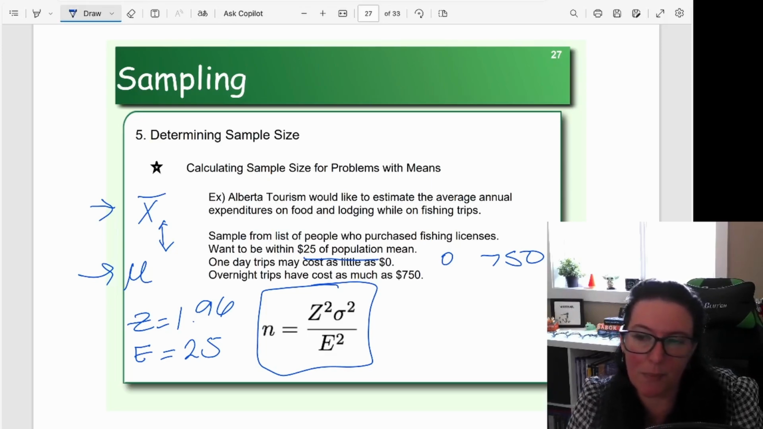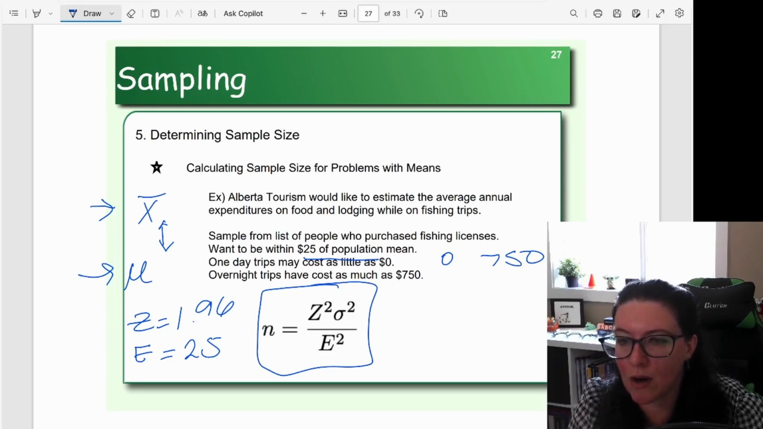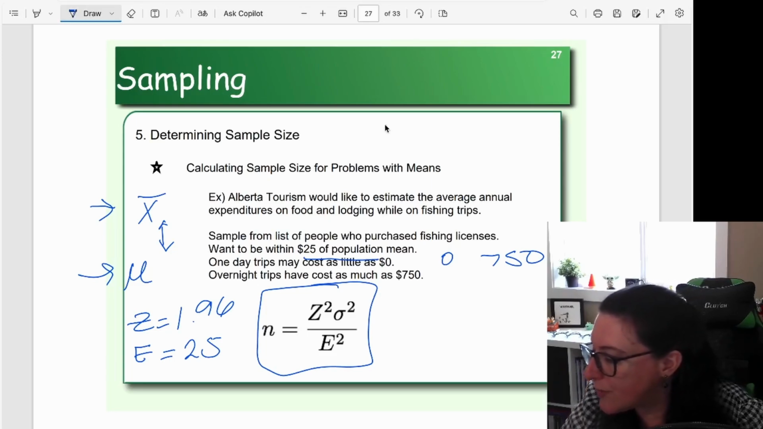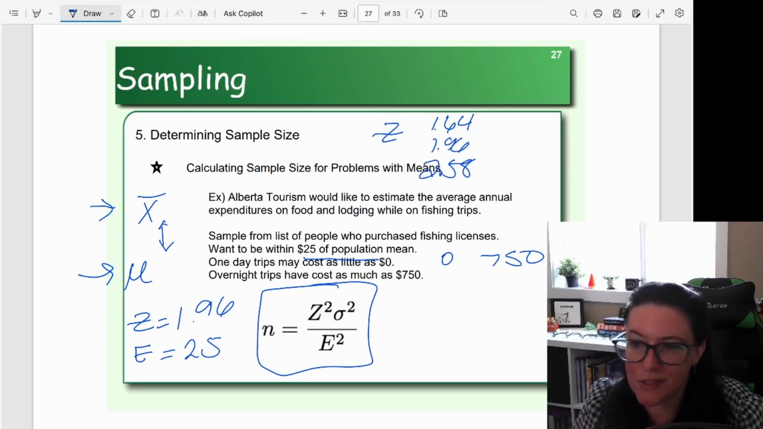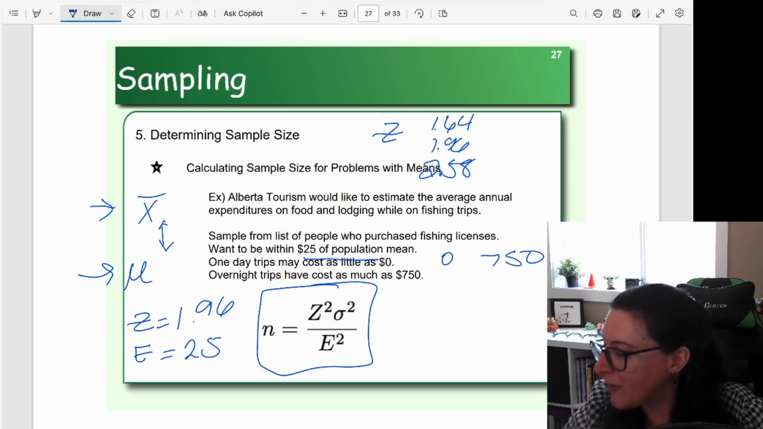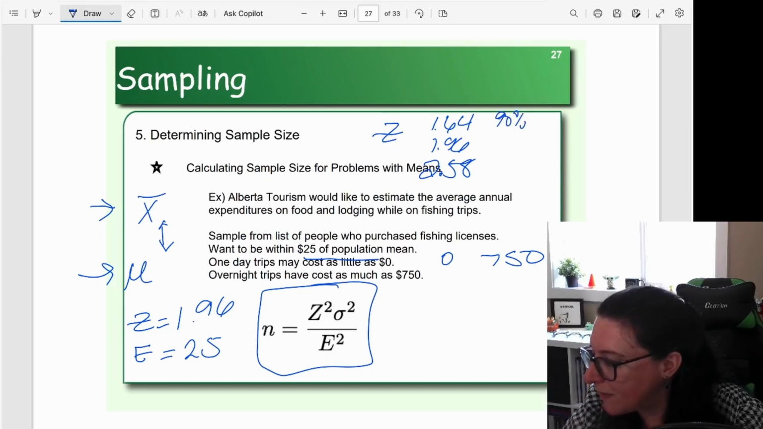You might use 90% if you're willing to have a higher error, but that'll give you a lower sample size. You might go with 1.64. So your Zs are going to be 1.64, 1.96, or 2.58 in your sample size calculations. That's 90%, 95%, 99%.